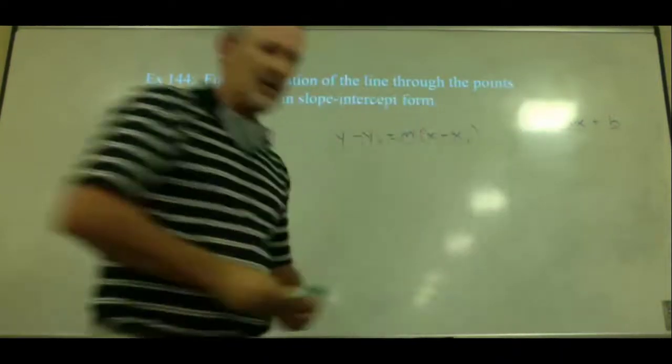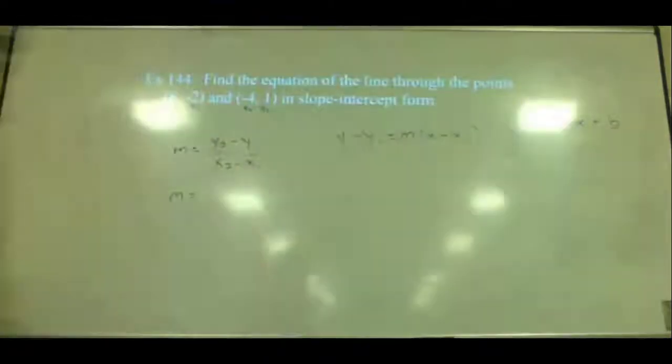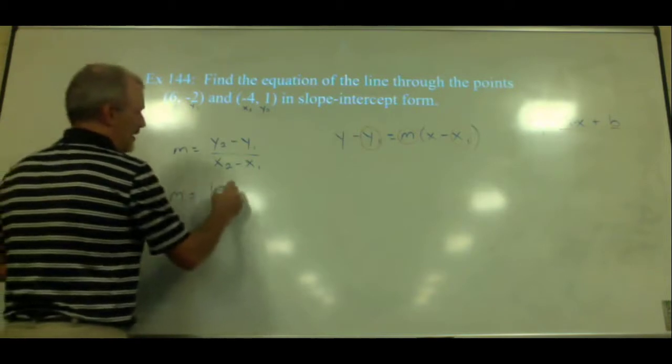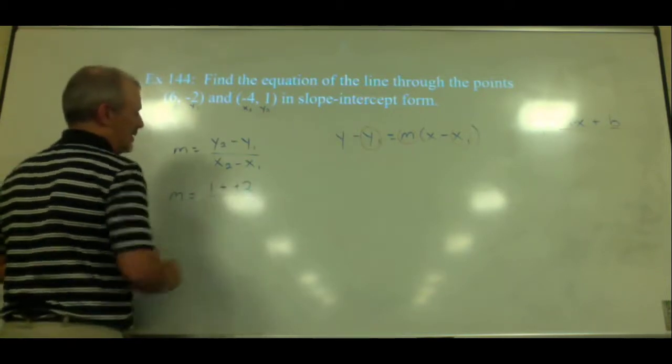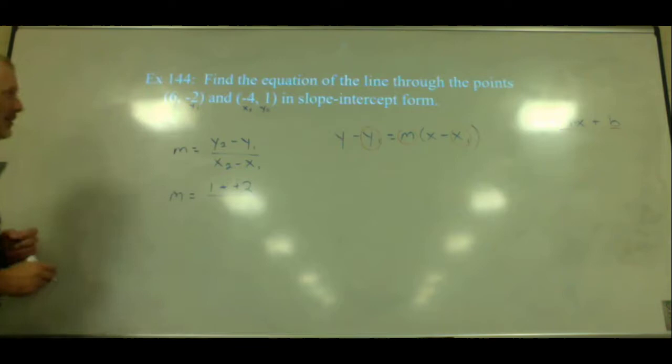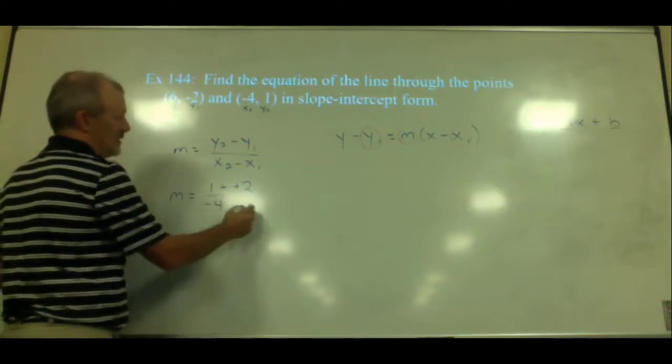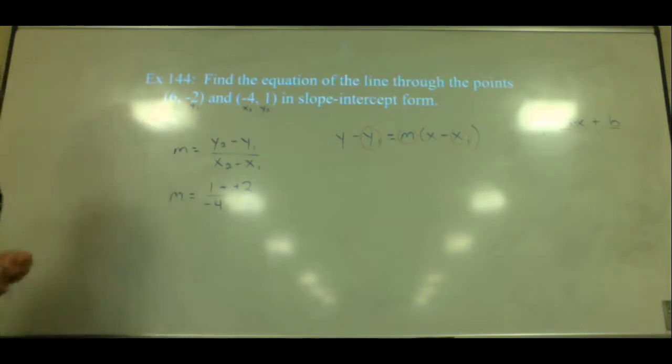All right. We're going for slope intercept form again. So what do we need to do first? The numerator equals 1 minus -2, which makes it a plus. And then in our denominator, -4 minus -6. You're always subtracting.